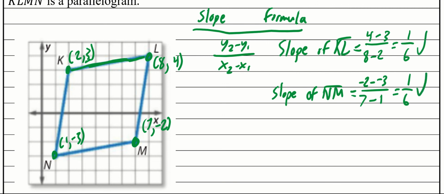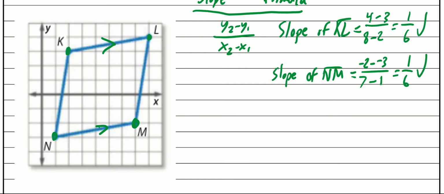So this is good. I see the slopes of these lines are the same. They both come out to 1 over 6. And so I can say that I have one pair of parallel lines right here. Okay, I know KL and NM are parallel. Now I need to do the same thing with NK and ML.